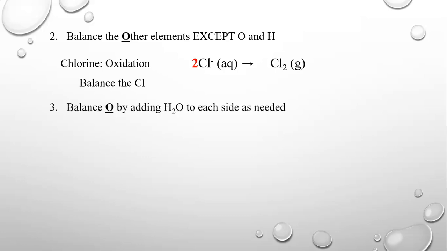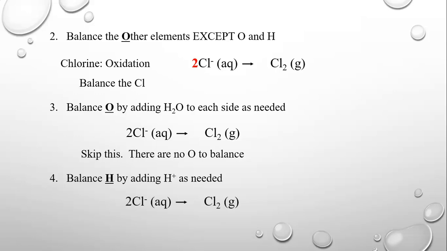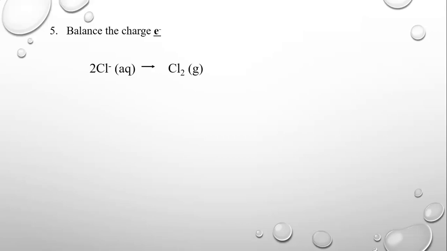Okay, now balance the O by adding H2O to each side as needed. Well, there's no oxygens, so we don't need to do that step. Skip this. There are no oxygen to balance. Step 4. Balance the hydrogen by adding H plus as needed. Well, there's no hydrogens. So skip this. There are no hydrogens to balance. Step 5. Balance the charge. We do have to do that.